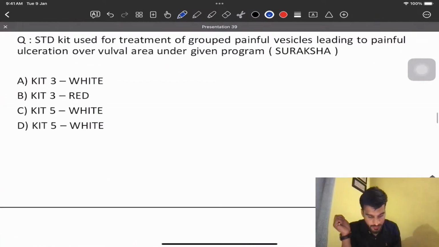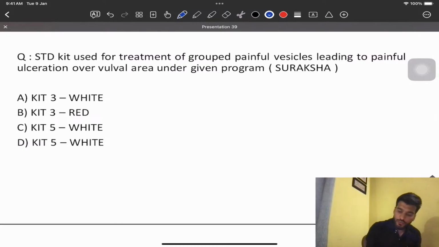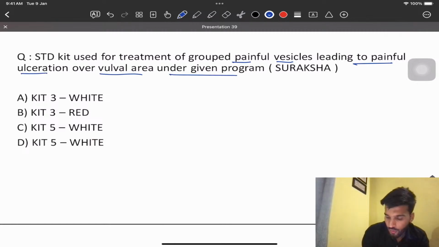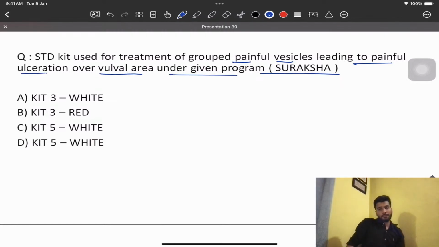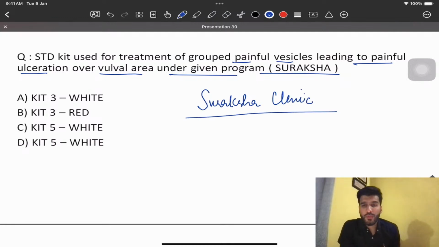Now the last question, guys. The STD kit used for the treatment of grouped painful vesicles leading to painful ulceration over the vulval area under the given program Suraksha Clinic. So there was a program initiated, guys, called Suraksha Clinic. What was this program, guys? So let me write Suraksha Clinic.